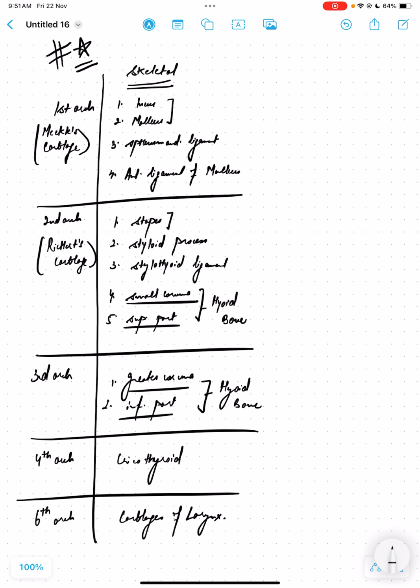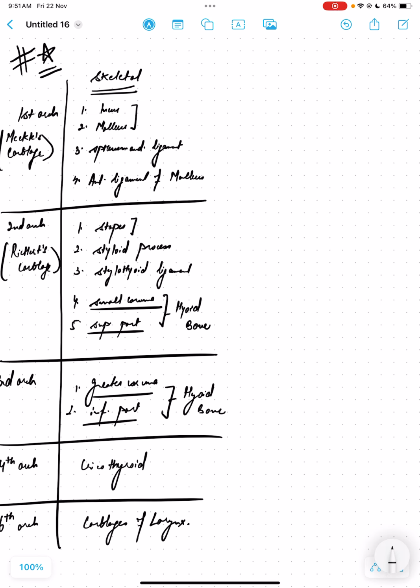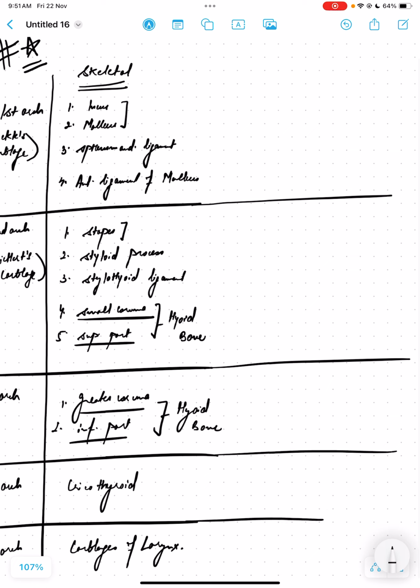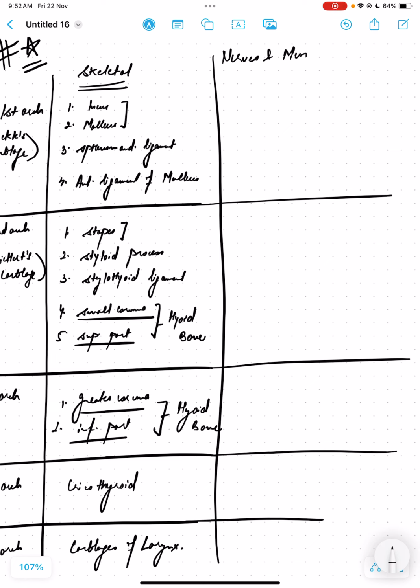In the third arch we involve the two parts of hyoid bone, that is the inferior part and the greater cornu of the hyoid bone. In the fourth arch we involve the cricothyroid, and in the sixth arch we involve the cartilage or laryngeal muscle. Then we will study what are the nerves involved, and what are the muscles. Nerves and muscles.